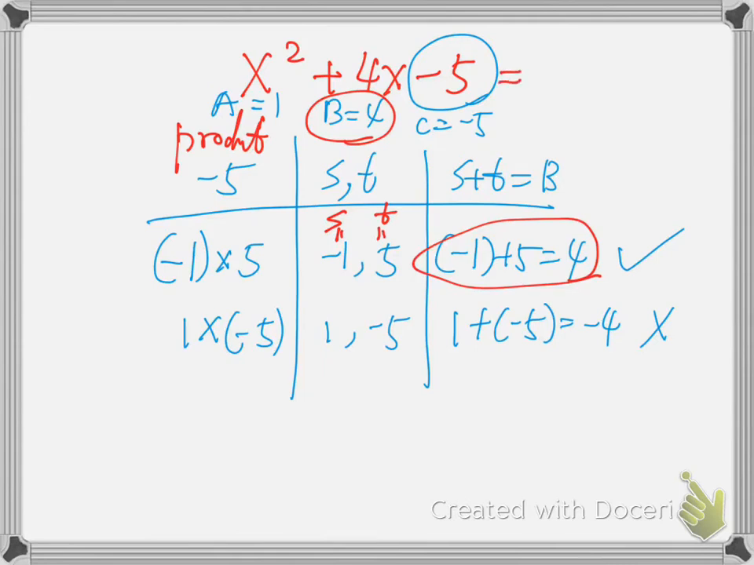So let's write down the answer. This is x plus S times x plus T. What's x plus S? S is negative 1, so x minus 1. T is 5, so this is x plus 5. So if the product is negative, that means one number is negative. One of S and T is negative.